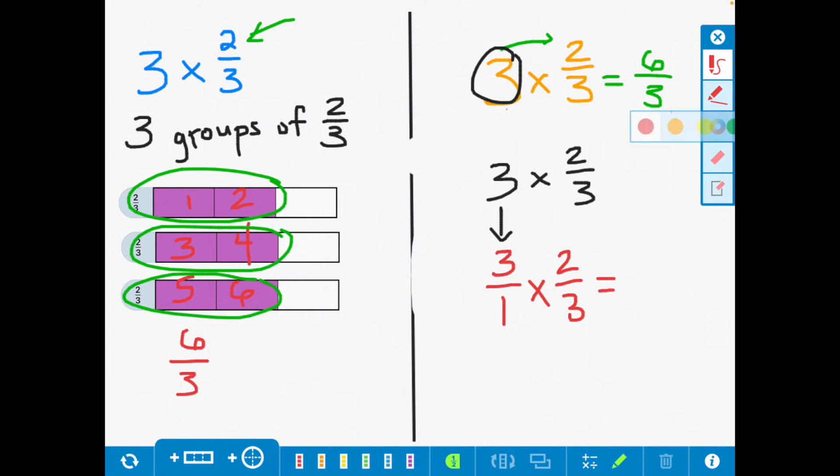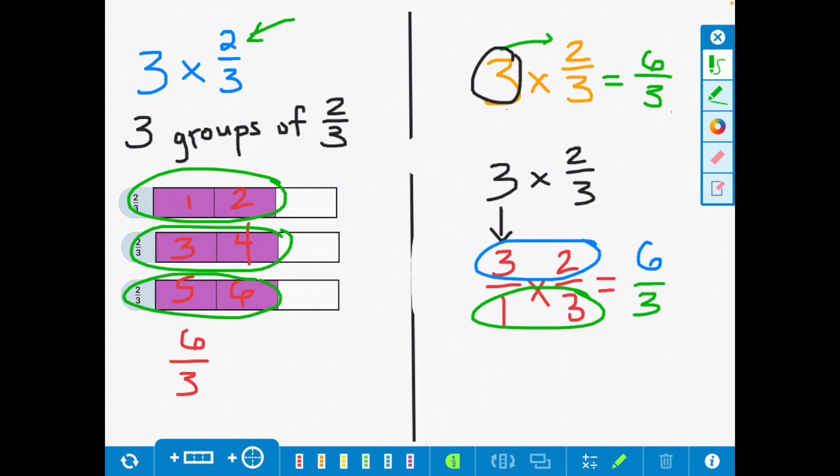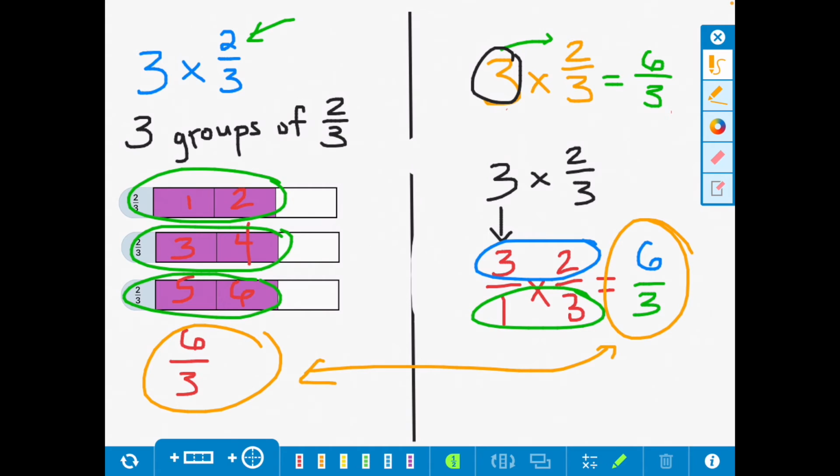Now if I multiply across, 3 times 2 is 6, and 1 times 3 is 3. And that answer matches the answer we got first. It's a really great idea to take a whole number and write it on top of 1. So that way you don't accidentally multiply the whole number by the denominator.